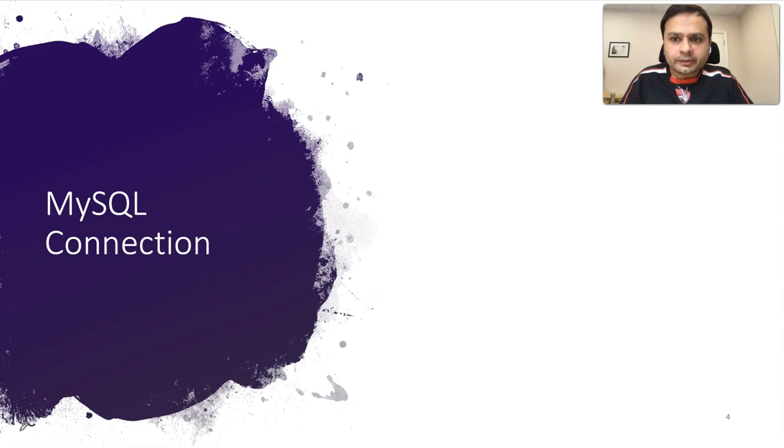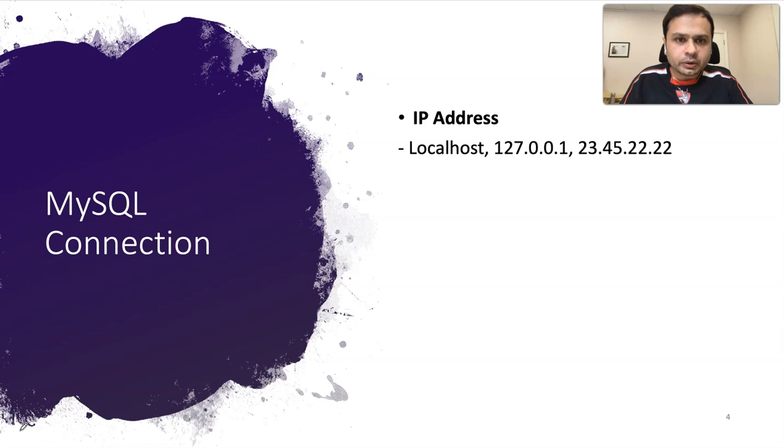For MySQL Connection, we technically require 5 important things. First one is the IP address, right? It could be localhost, 127.0.0.1, or it could be some remote address. This is the address of the machine on which the MySQL server is running. Second is the port number. Usually by default it's running on port 3306, but it could be something else.